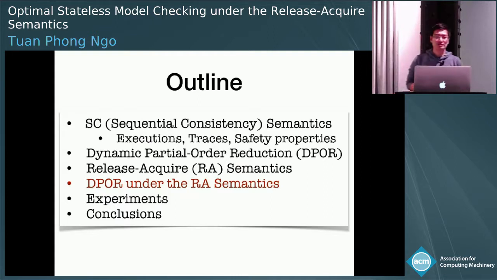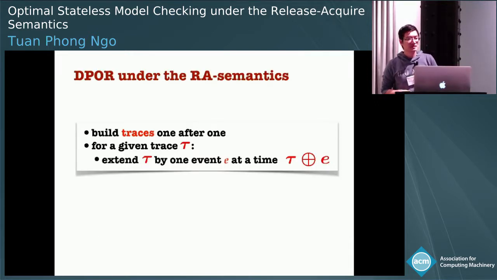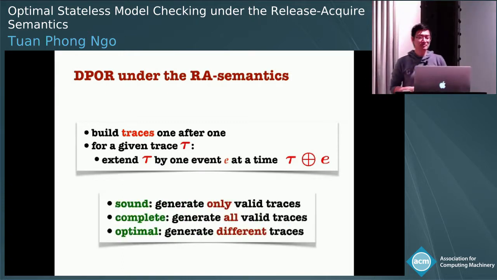So now we come to our super optimal DPOR algorithm that can work under the array semantic. There are 2 steps in our algorithm. First, we need to build the traces one after another. And when you have a trace, you will add events one at a time. So there are 2 steps, and there are 3 properties of the algorithm that we can obtain.